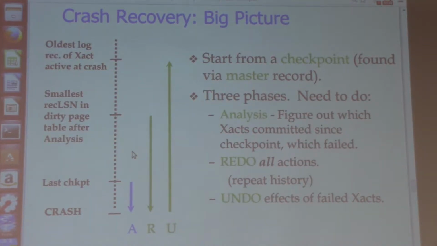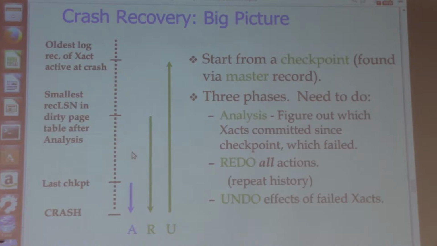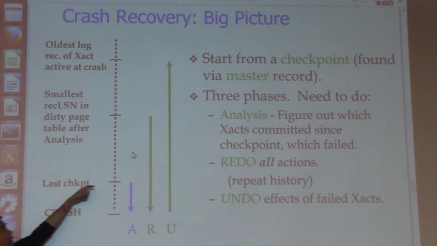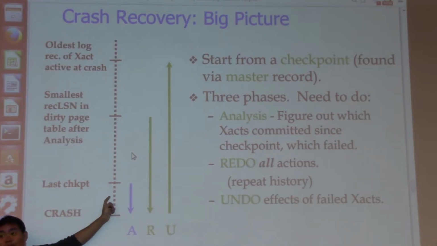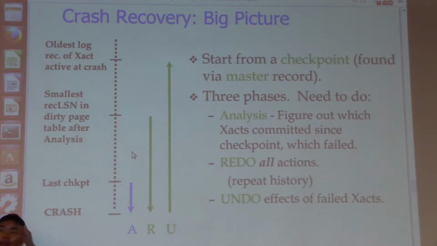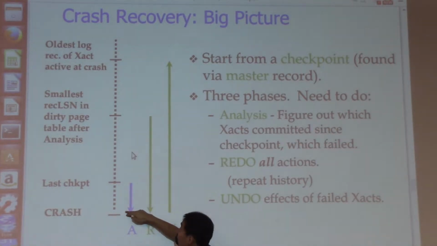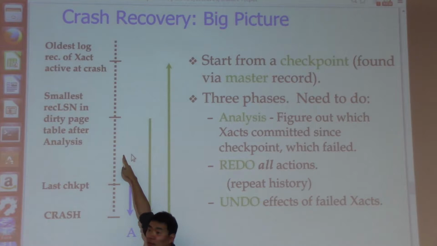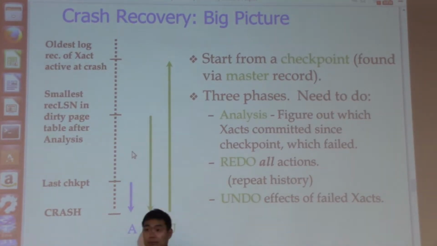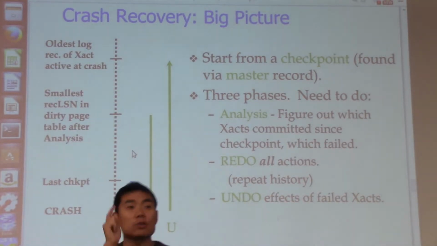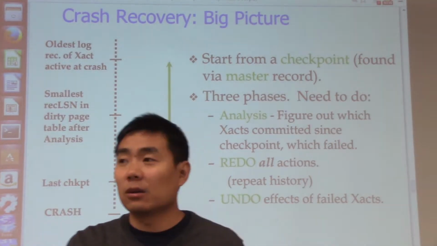So the real smallest recLSN at the time of crash must be what? This is critical. It must be smaller than or equal to the smallest recLSN from this point. It can only be smaller or bigger than, depending on what it means. The smallest recLSN at this point must be after the smallest recLSN at this point. That's the critical point. This ensures we are not missing any redo that's necessary.